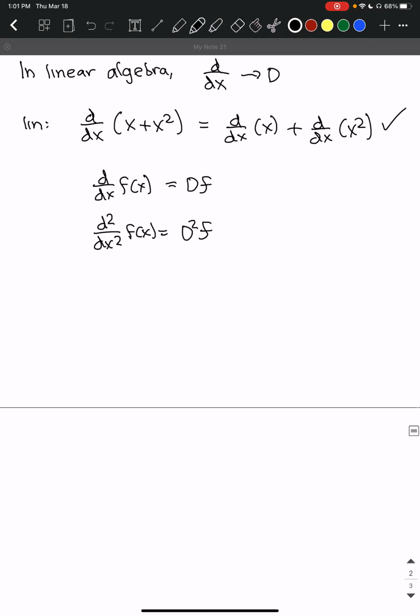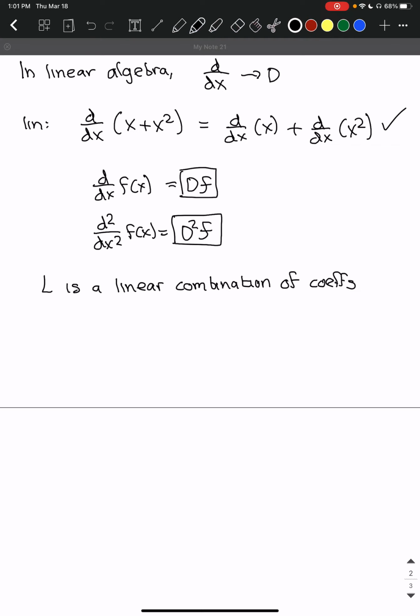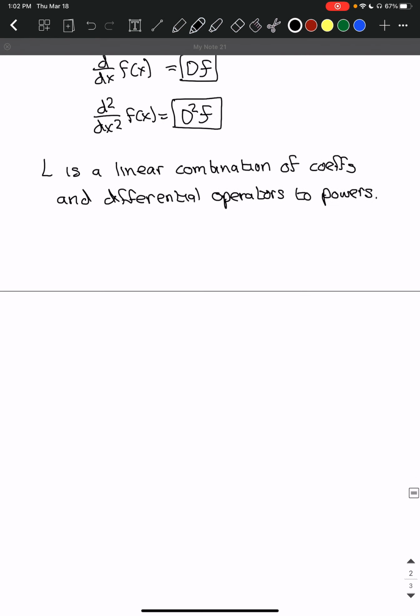The idea here is that once we formulate it in terms of this and this, we can start making operators out of chains of these. So I can say L is a linear combination of coefficients and the differential operator D to different powers. Okay, and we're going to use L as a way of representing our differential equations in just a simpler linear algebra way.